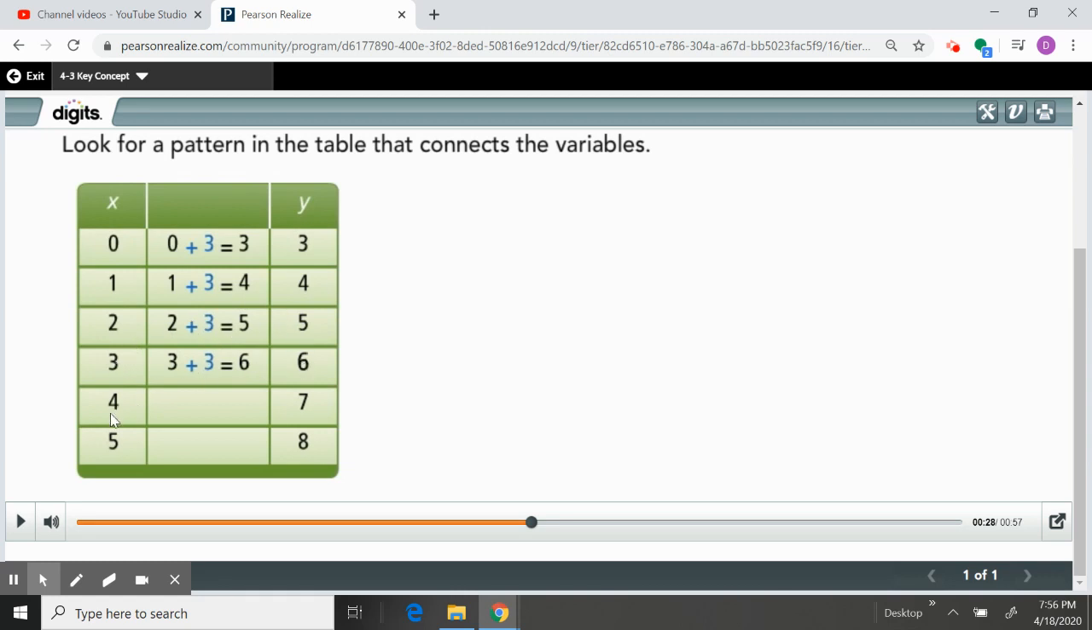And then let's make a guess. 4 plus 3 will give us 7. 5 plus 3 will give us 8. So whatever the x value is, plus 3 gives us the y values.